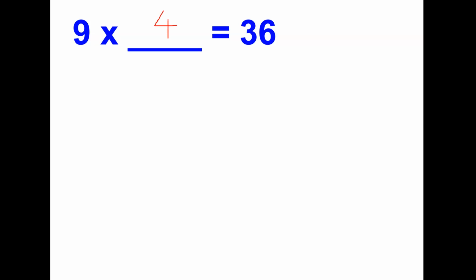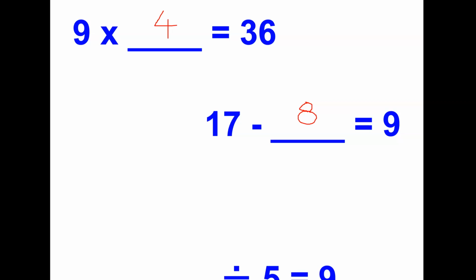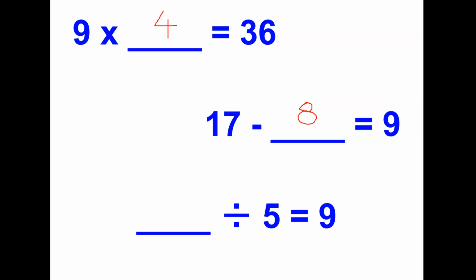Let's look at other examples. 9 times something equals 36. We all know this answer is 4. 17 minus something gives us 9. With a little bit of thought, we can figure out the answer is 8. And how about something divided by 5 equals 9?